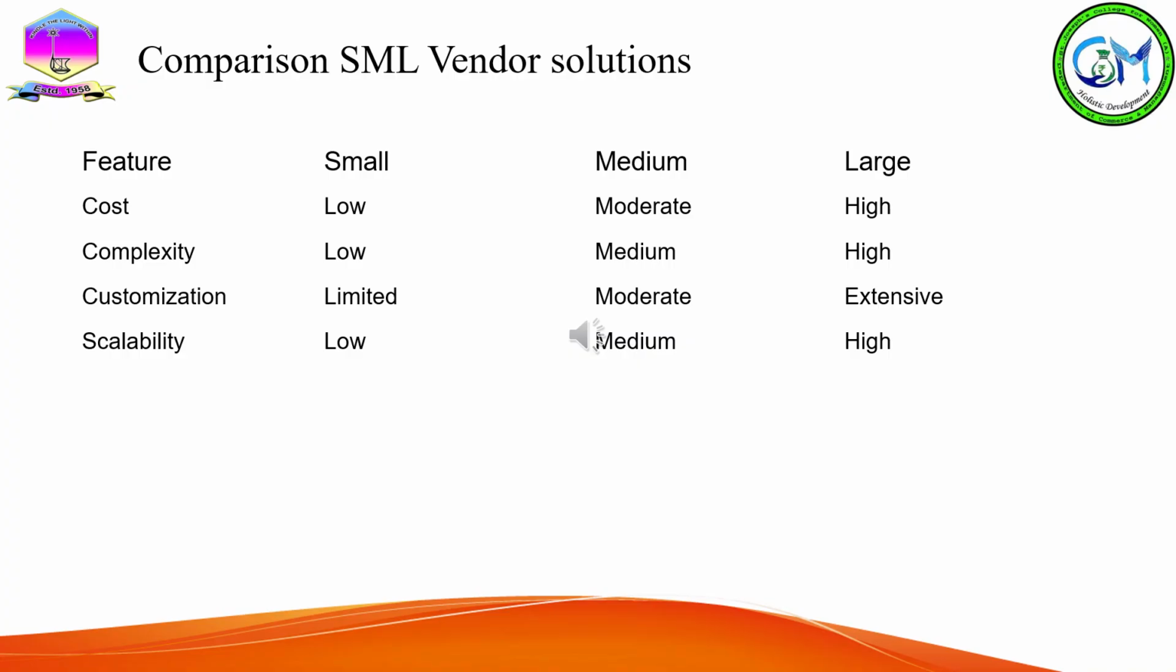Complexity is also low for small enterprises, medium for medium organizations, and high for large institutions. Customization is very limited for small organizations, moderate for medium organizations, and very extensive for larger institutions. And scalability is low for smaller institutions, medium for medium organizations, and high for larger institutions. These are all the different comparisons of small, medium, and large vendor solutions across different features.